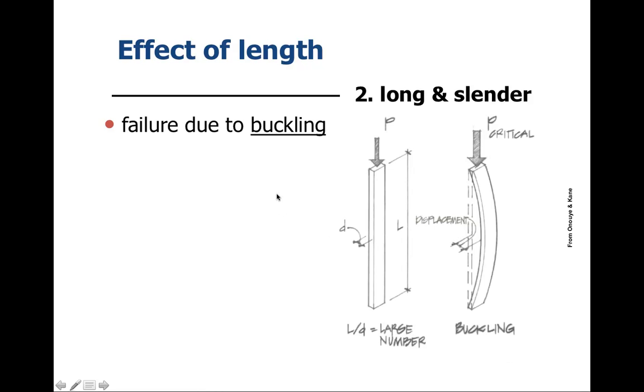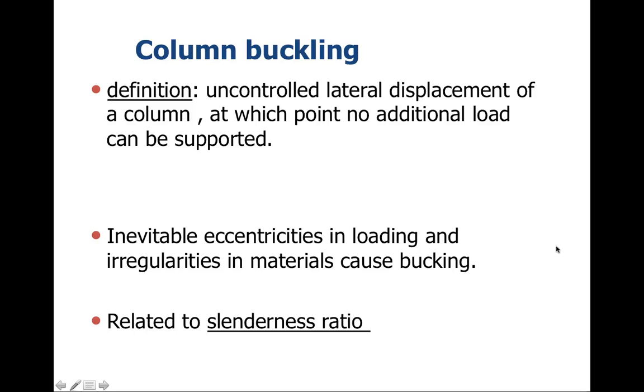All right. In the case of buckling, we have long and slender columns, and of course the buckling will occur along the axis of the shortest dimension. So if this were something like a 2x4 or a narrow steel column, it's going to buckle along that short axis. And buckling, as far as the definition goes, would be defined as uncontrolled lateral displacement of the column, at which point no additional load can be supported.